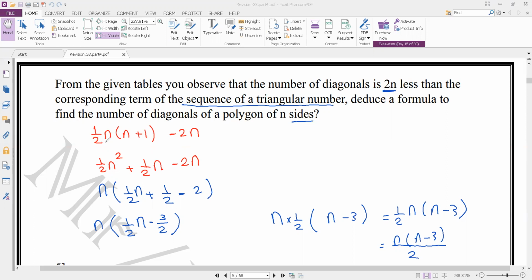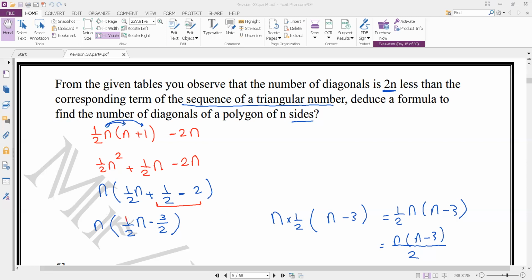So let's expand. Half n times n equals half n to the power of 2. And half n times 1 will be half n, then minus 2n. We can take n as a factor. When we take n as a factor, you are left with half n plus half, and here 2, minus 2. Half minus 2 equals what? It's minus 3 over 2.